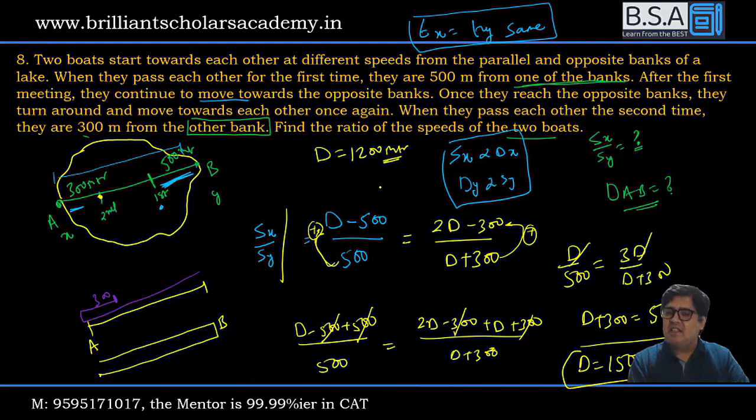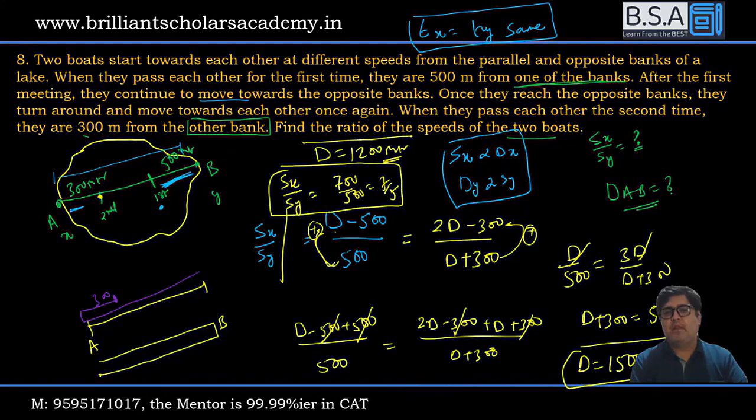If the distance is 1200 meters, you can put that value here, or on the right side. You will have the speed ratio as well, speed of X and speed of Y. When 1200 is put here, it will be 700 by 500, 7 by 5. That is your final answer for both questions here. So take your time, copy this down. I'll explain some part of this again.